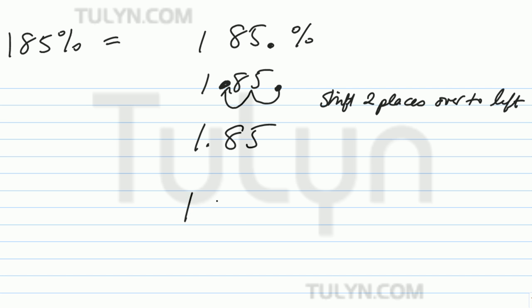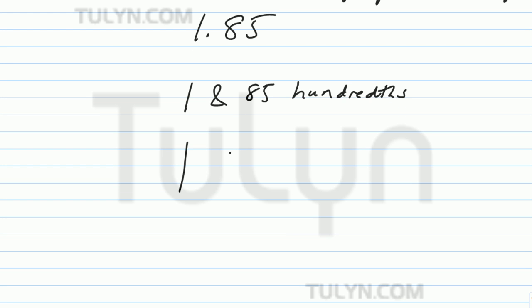And how do we pronounce this? This is 1 and 85 hundredths, right? So if we were to write this as a fraction, it would be 1 whole and 85 over 100. So I'm using the pronunciation 85 hundredths as how I'm going to write it as a fraction. So it'll be 85 over 100, right?